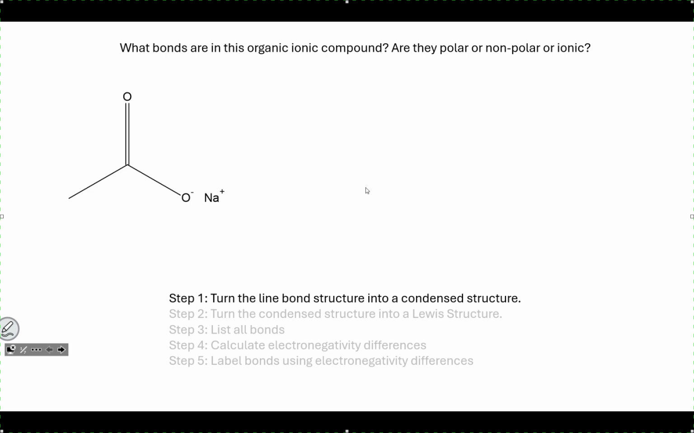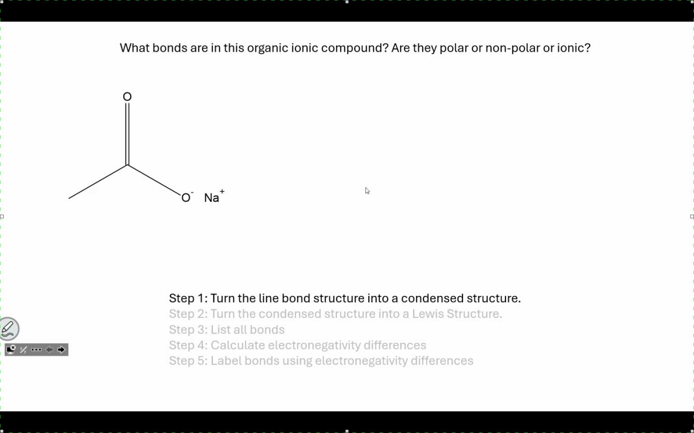I wanted to go through one more example of how to label bonds when you're given an organic ionic compound. In the last video example, it was an organic molecule, so this is a little bit different. I will go faster through some of the steps, but if you watch the previous video, that should help you fill in the gaps with these steps.